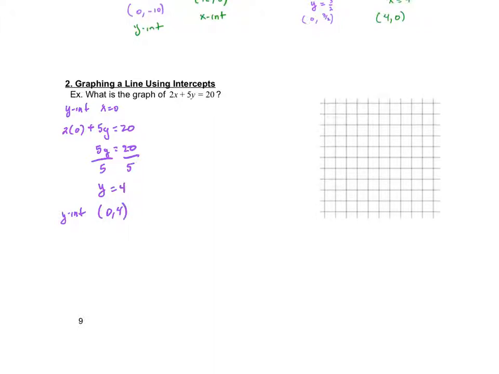Then calculate my x-intercept. Again, for the x-intercept, y is going to be equal to 0. So I have 2x plus 5 times 0 equals 20. And then I have 2x equals 20, dividing both sides by the coefficient. And x is going to be equal to 10. So my x-intercept has become 10, 0.